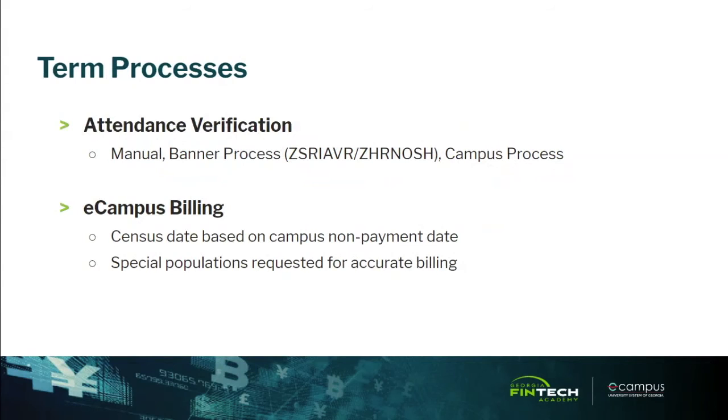We call it our census date, and that is based on your campus's non-payment date. So we do ask for those dates towards the beginning of the semester, and that just ensures that any drops on your end have been processed before we bill you for students that will actually not be in the courses. We also at that time request special populations like TAP students, 62 plus waivers, move on when ready, those sorts of student groups so that they can be removed from billing for accuracy as well.